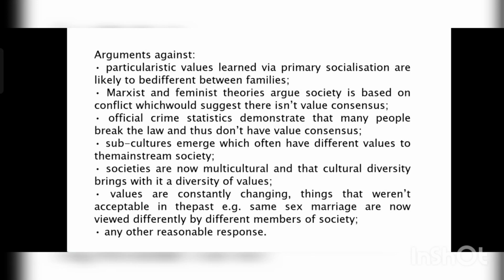Values are constantly changing. Things that weren't acceptable in the past, for example same sex marriage, are now viewed differently by different members of society. We can say that perspectives regarding certain values are changing. They have given the example of same sex marriages, and we can also say that cohabiting couples are increasing, and people are preferring to live without marriages. So it's becoming very common among different members of societies. So now it's very difficult to say that value consensus is being achieved.